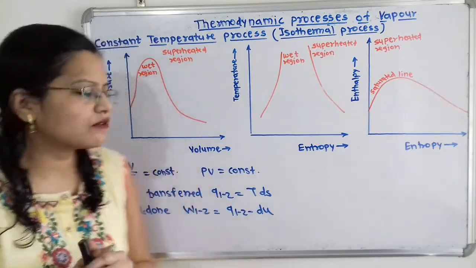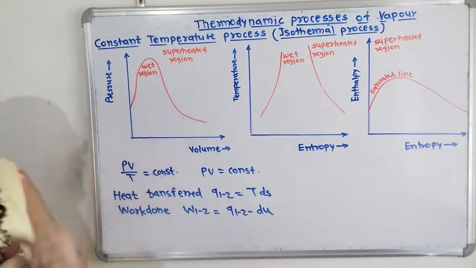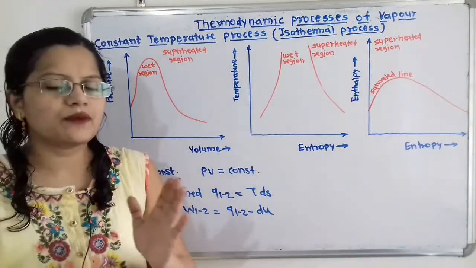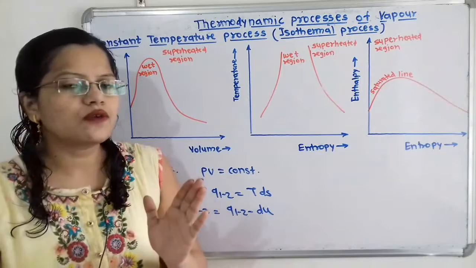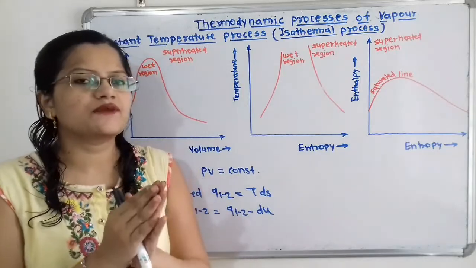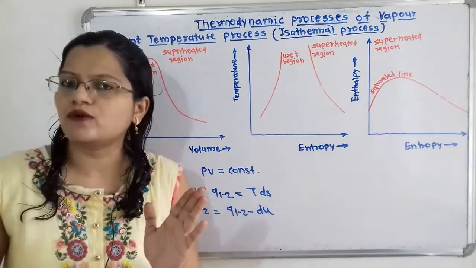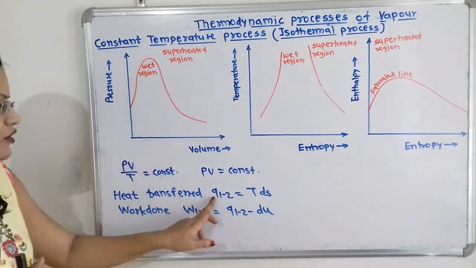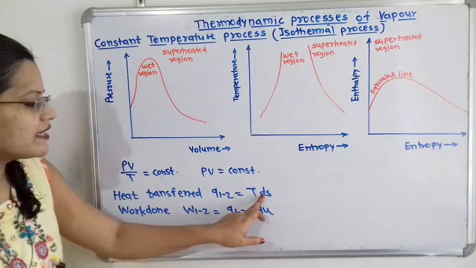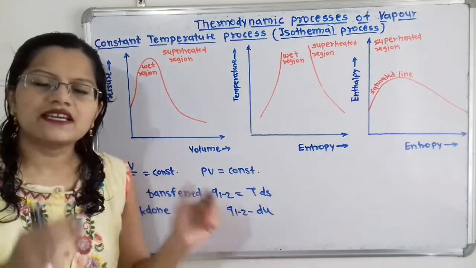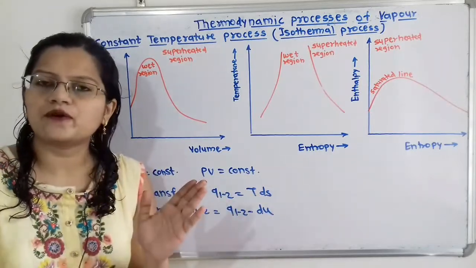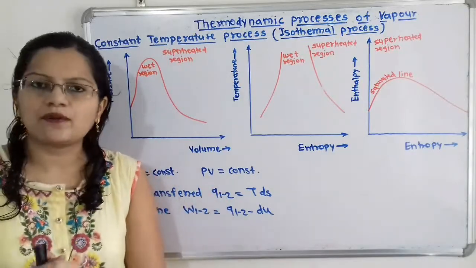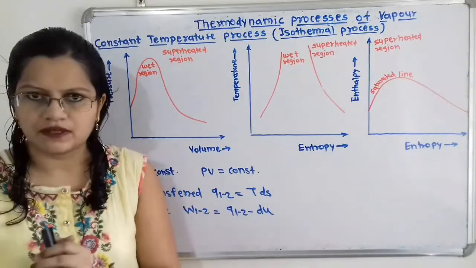Now how to calculate the heat transferred for the isothermal process, where T remains the same throughout the process. So process 1 to 2 is taking place, where 1 is the initial condition of steam and 2 is the final condition of steam. So heat transferred Q12 is equal to T into ds, where T remains the same during the whole process from 1 to 2 and ds is the change in entropy, that is S2 minus S1.